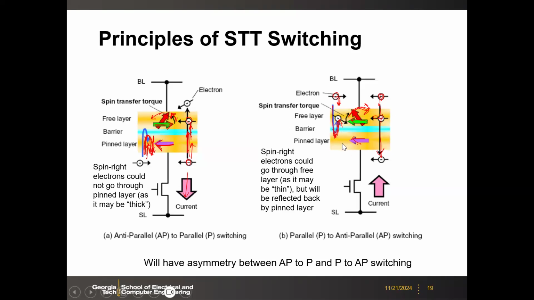This one relies on the electrons that are bounced back. This one is relying on the electrons going through to change the orientation, okay? So with the pinned layer, does it ever change? The pinned layer never changes. It's pinned by design.